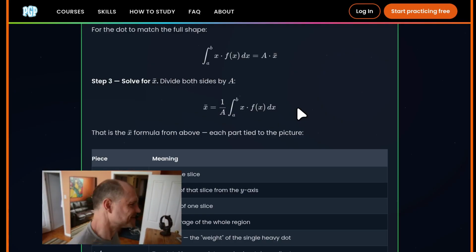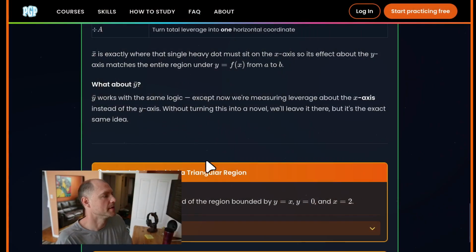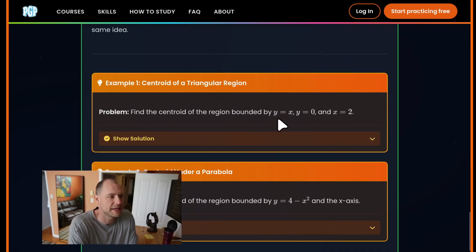Yes, we did it. All right, so we're also going to talk about y-bar just for a second, and then we're going to go to some examples. I'm going to show you here what I built for you. For y-bar, it works with the exact same logic, except now we're measuring leverage about the x-axis instead of the y-axis. Without turning this into a novel, we'll leave it there. You think about how much each slice contributes to leverage about the x-axis, and then you add those up, you do single heavy dot, exact same thing, and then you'll get it.